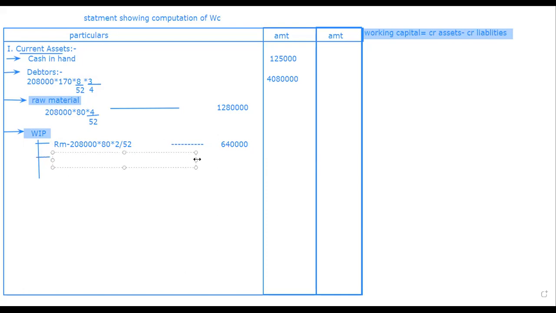Then my wages. Now I said work in progress means everything will be included in that. So here we have a direct labor cost. So that direct labor cost I'm going to take, again 2 lakhs 8,000. But what is the direct labor cost here? It is just 30 rupees. And the period is the same, half a month. So 2 divided by 52. So it is going to be 2 lakhs 40,000.